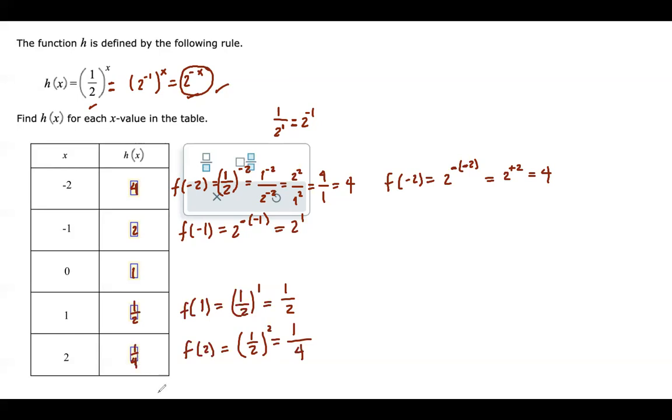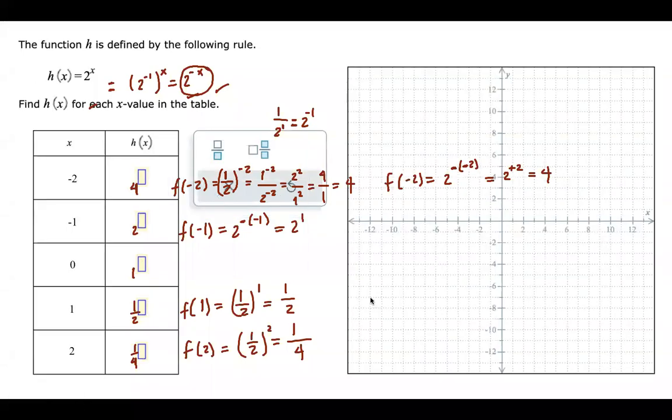I don't know if you remember this from the previous example. Let me go back. But the previous example, you had something like this. So we had 2 raised to the power of x. Now we have 2 raised to the power of minus x, or 1/2 raised to the power of x.